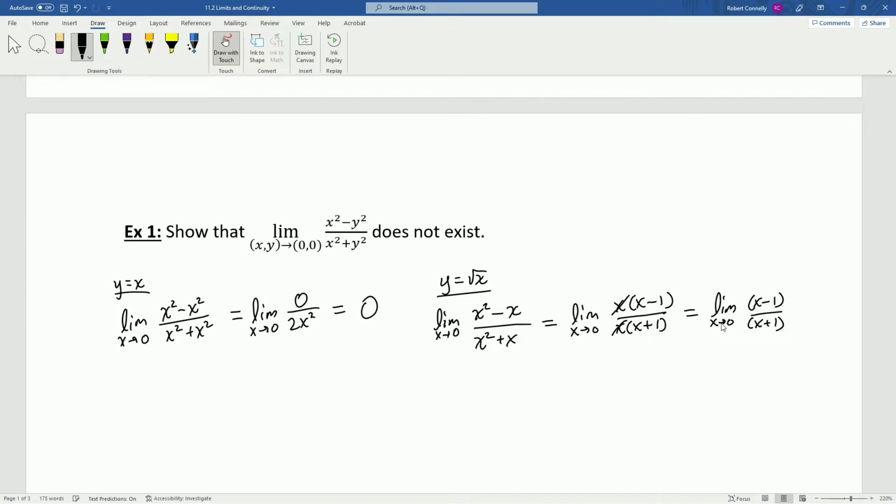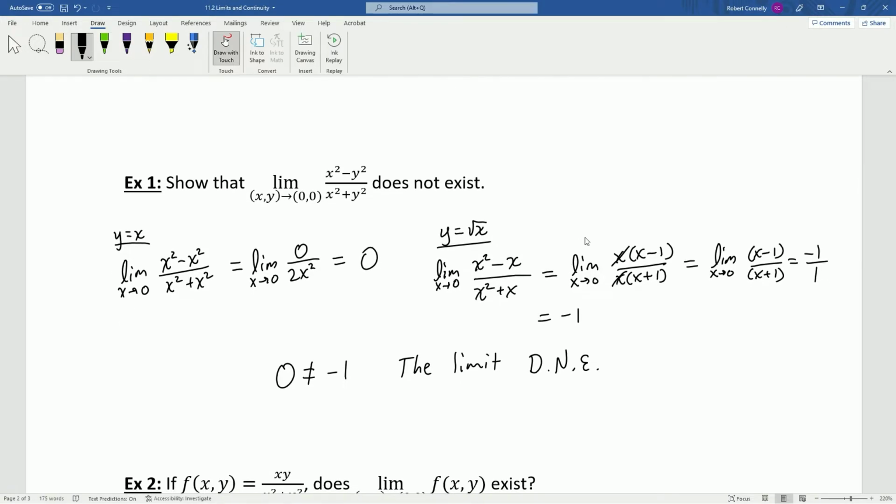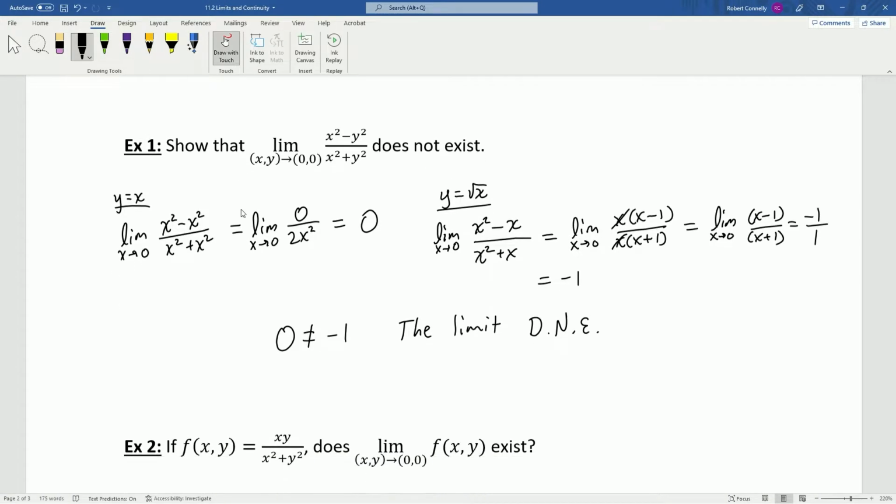Okay, so now we take the limit as x approaches 0 of (x minus 1) over (x plus 1), which is just negative 1 over 1, which is negative 1. And since 0 is not equal to negative 1, the limit does not exist. All right, so let's go ahead and move on to another example.